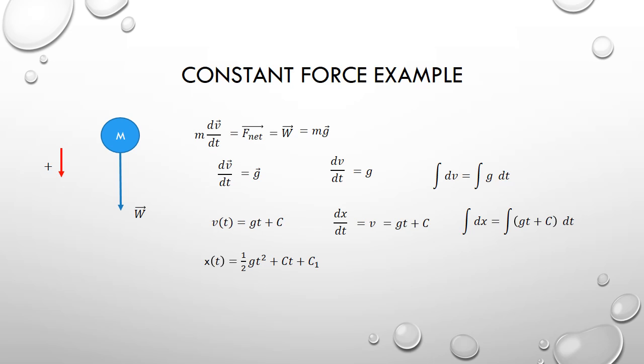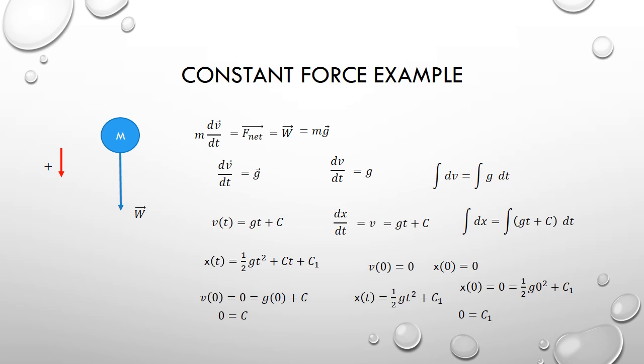I get 1/2 gt squared plus ct plus c1, where c and c1 are constants of integration and are based on the initial conditions. So let's say the initial conditions are velocity equals 0 and x equals 0. If we put in t equals 0, velocity equals 0, so c has to be equal to 0. And then that makes the x equal to this. If we plug in the initial condition for x, that forces c1 to be equal to 0. And then we get our solution for the velocity function to be this, and our position function to be this.